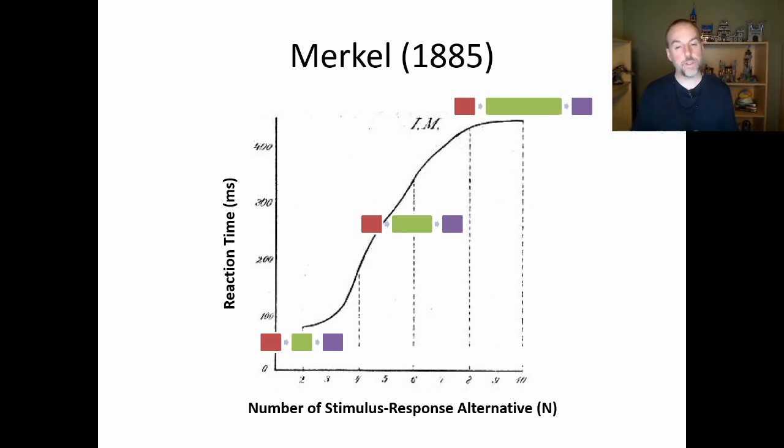So it's kind of nice because in this experiment, we know that changes in reaction time are because of changes to response selection. So we've isolated a single stage without having to do any of the subtraction done by Donders.